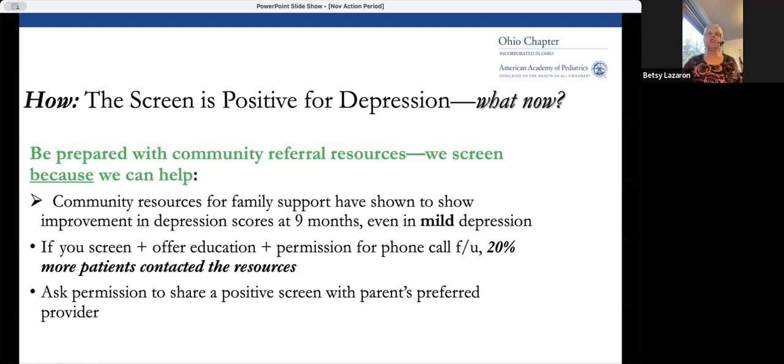And also you want to ask permission to maybe share a positive screen with the patient's preferred provider. So maybe they don't have one and you're giving them a list of primary care physicians they can see. If they say, oh no, I have somebody that I know, say, with your permission, can I share your screen that shows some depression, maybe they have some additional resources for you. If they say yes, then go ahead and send that on to their primary care provider so they can also be part of the team that looks out for this family. Next slide.